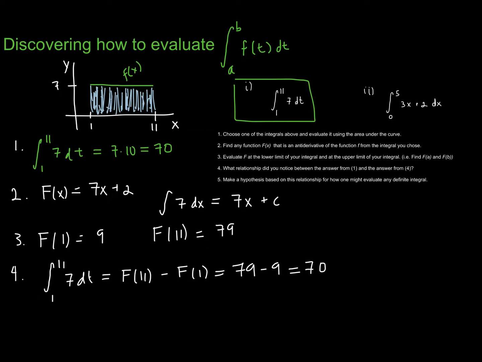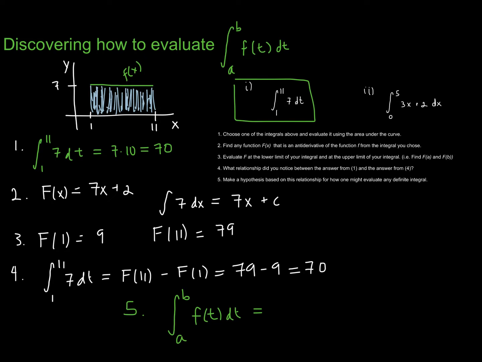And what's interesting to notice here is that even if you chose a different antiderivative, you would have found the same relationship. So based on what we've discovered here in this one example, and if you did example 2, you discovered the same relationship, how might we hypothesize that you would evaluate the definite integral from a to b of f of t dt?